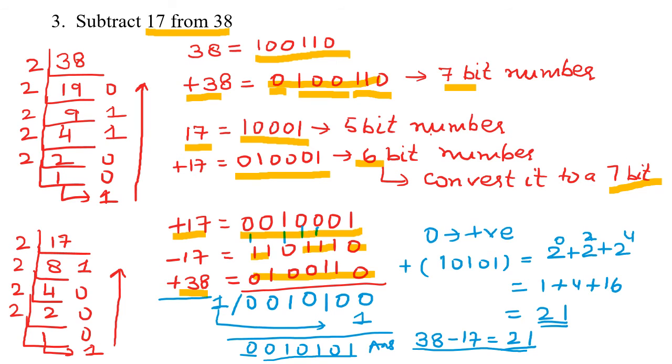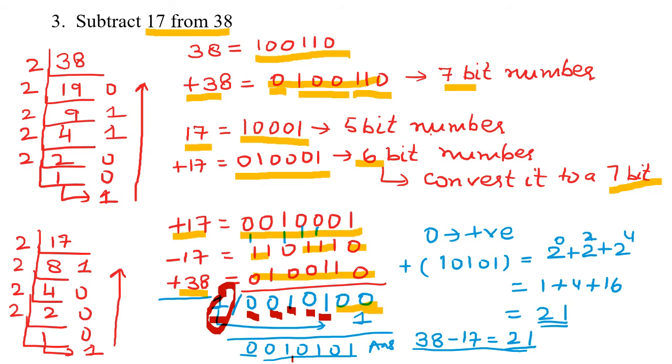Add these two numbers. 0 plus 0 is 0. 1 plus 1 is 0 with carry 1. Again 1 plus 1 is 0 with carry 1. 3 ones is equivalent to 1 with carry 1. 1 plus 1 is 0 with carry 1. 1 plus 0 is 1. Again 1 plus 1 is 0 with carry 1, and 1 plus 1 is 0 with carry 1. Add this 1 to the final answer, so it becomes 0 0 1 0 1 0 1.